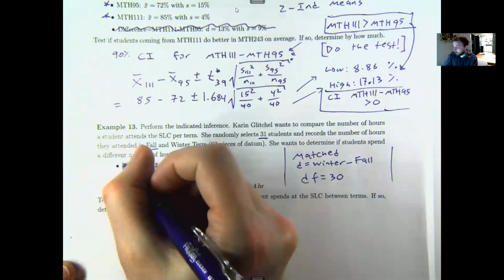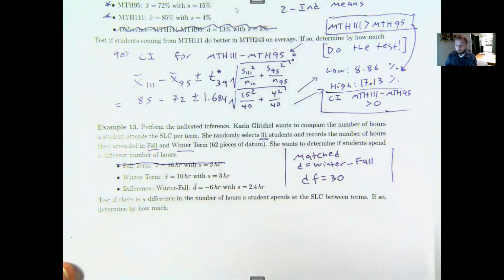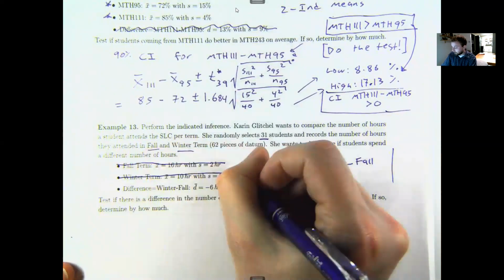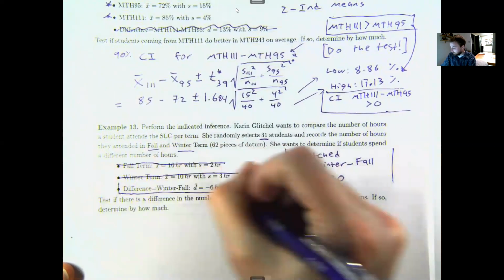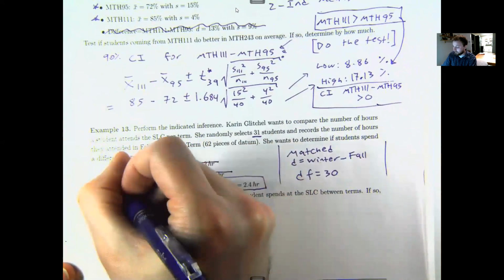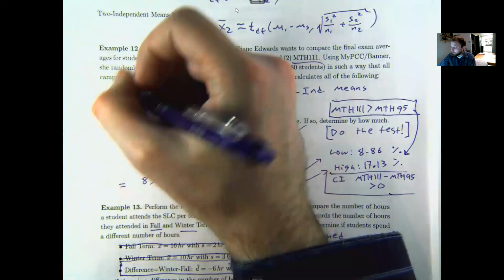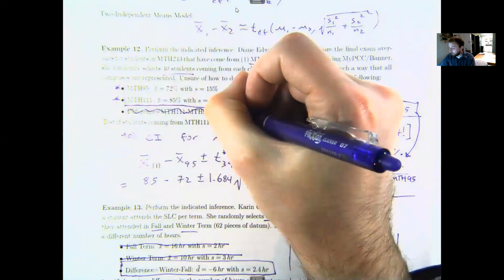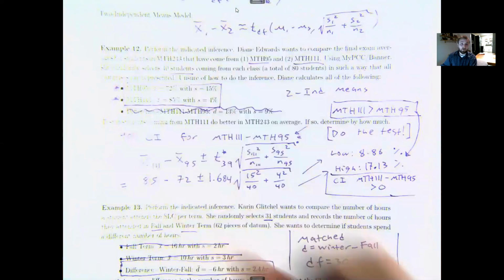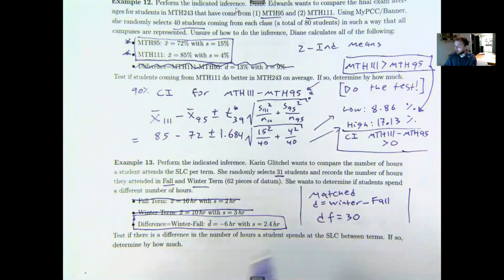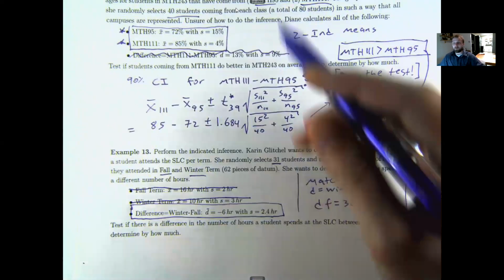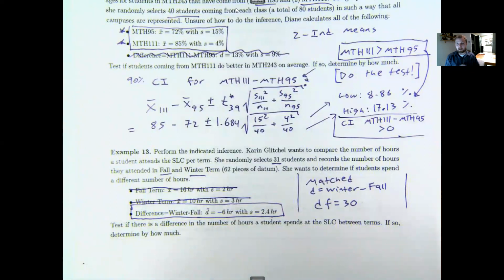So I don't want the fall information. That's not useful. I don't want the winter information. It's linked together. I only want to use the information for the differences. So when it's two independent means, I need information for two groups. When it's matched pair, I only need information for one group, and that one group is the differences. So in each of these problems, I was given extra information that I can't touch, and that's okay.